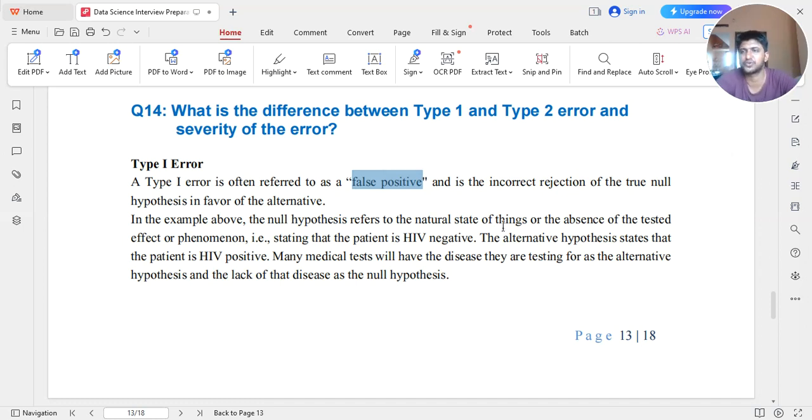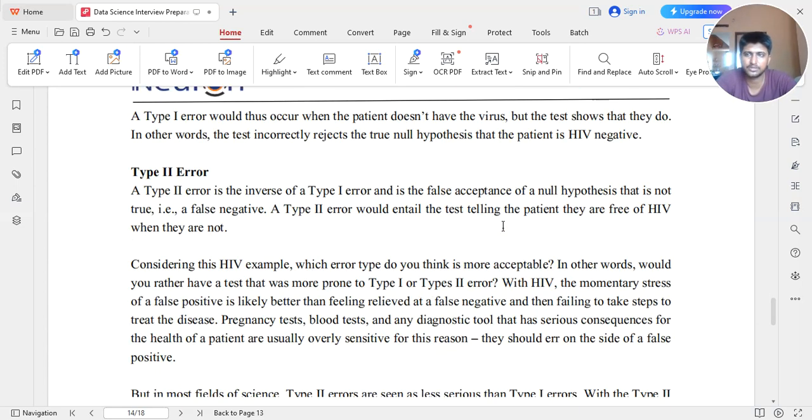Correct rejection of true. Because they have it, but the particular thing is they are telling that it is a true negative. Right, this is the thing.